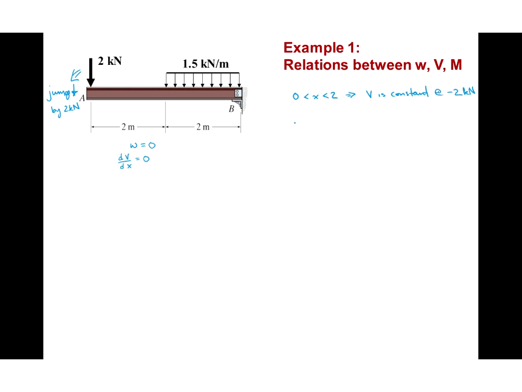And then when we look for 2 less than x less than 4 in that region, W is equal to a constant -1.5 kilonewtons per meter, minus because it's pointed downward, and that tells us that the slope must also be equal to -1.5 kilonewtons per meter in that same region. Or in other words, V is dropping at 1.5 kilonewtons per meter.